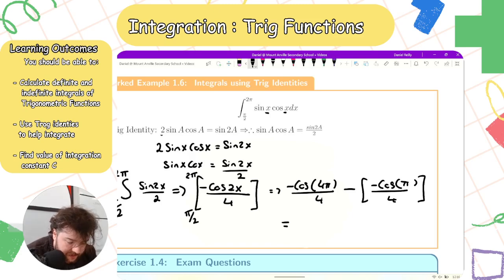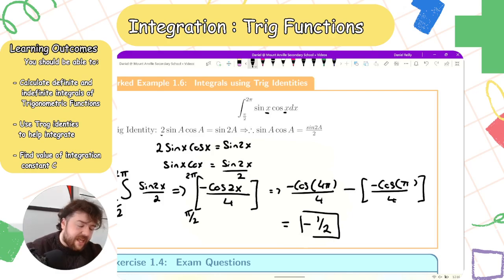So it is minus cosine 4 pi over 4, minus, minus cosine pi over 4. And my answer here will be negative a half when I put that in my calculator there.